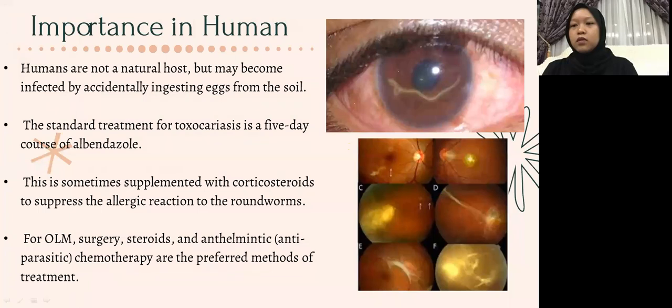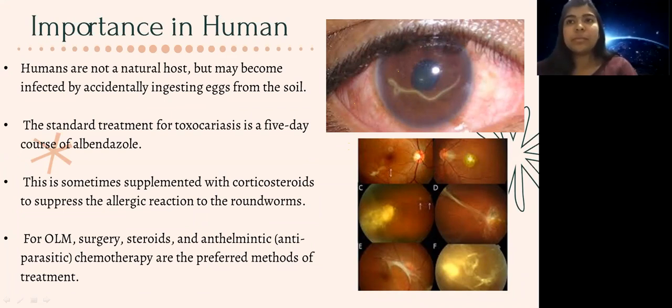As you may all know, that this helminth can cause zoonotic disease to the human as well. And humans are not natural hosts, but may become infected accidentally by ingesting the egg from the soil. So basically, the kids are very vulnerable in this situation. And for this disease, the standard treatment is basically a 5 days course of albendazole, and sometimes it will be supplemented with corticosteroid to suppress or to reduce the allergic reaction to the roundworms.